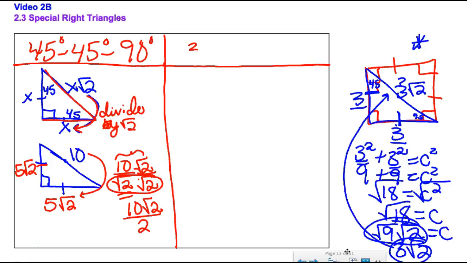For the 30, 60, 90, there's relationships that hold as well, and what they allow you to do is very little work to find missing sides. Well, for the 30, 60, 90, let's go draw one.